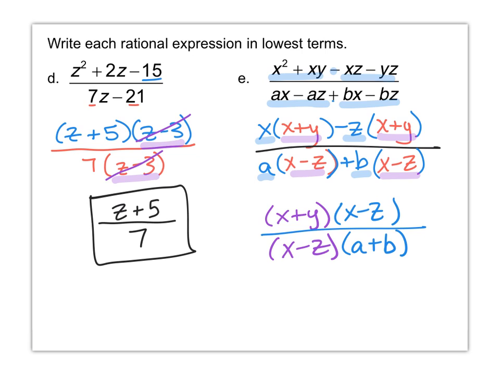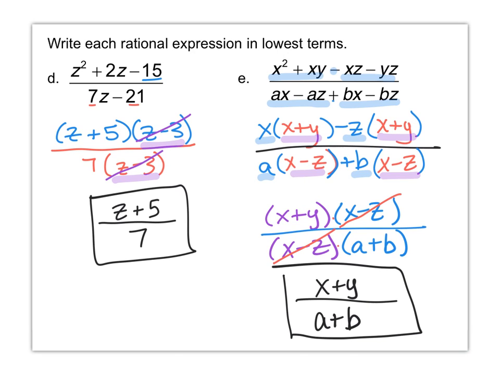Now, if there are any greatest common factors in the numerator and the denominator, if any of those factors are the same, we can divide those out to simplify the rational expression. Notice we have an x minus z as a factor in the numerator and an x minus z factor in the denominator. Since those factors are exactly the same and they're next to multiplication, we can divide those out, and the result is a rational expression where the numerator has the factor x plus y and the denominator has the factor a plus b. That is our rational expression in lowest terms.